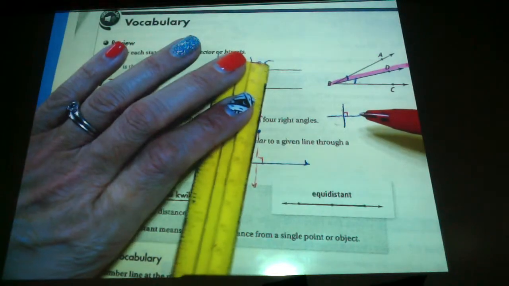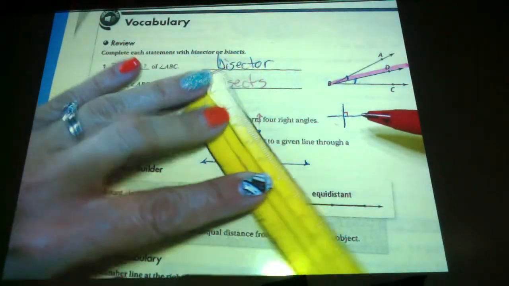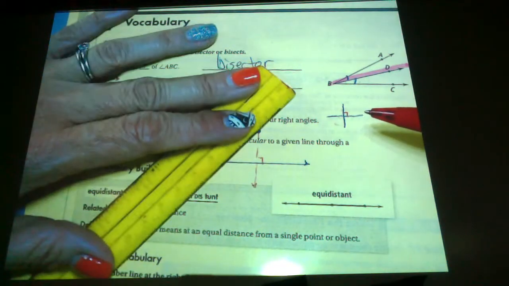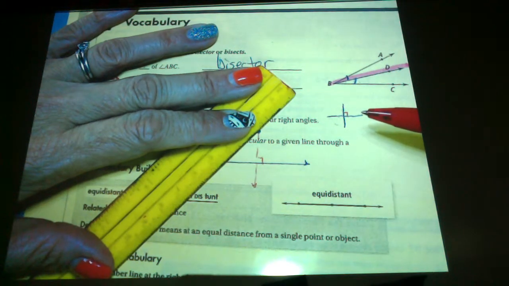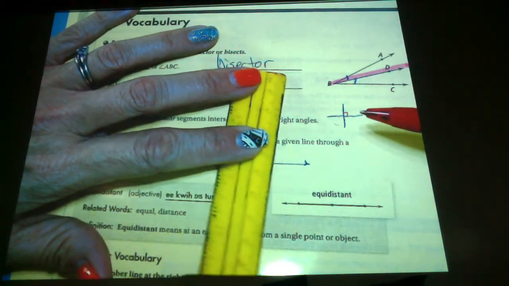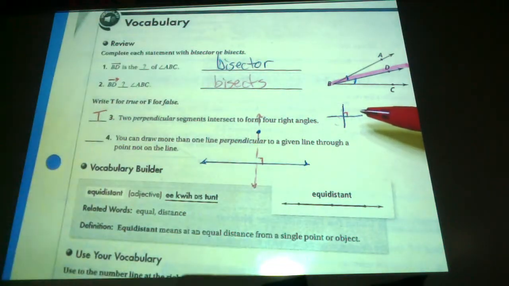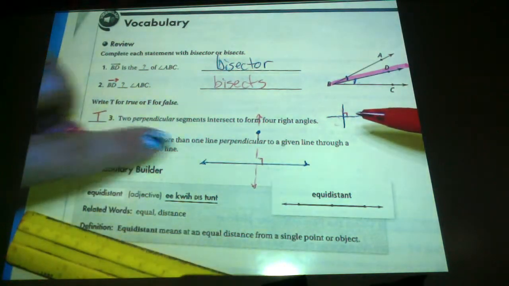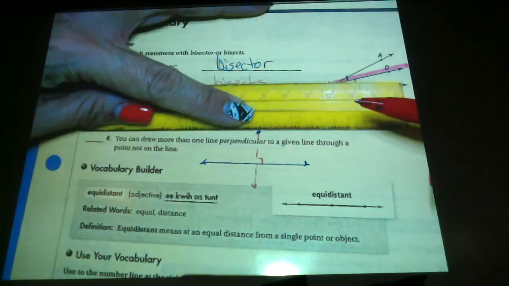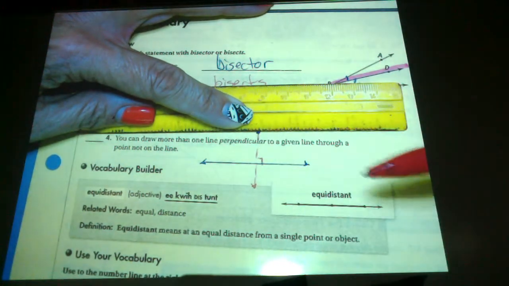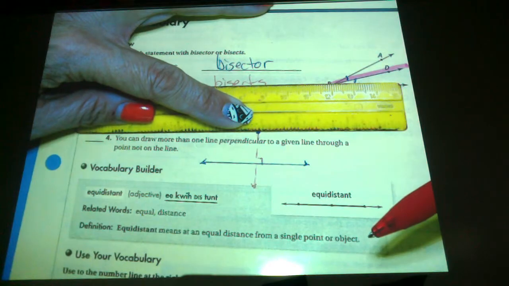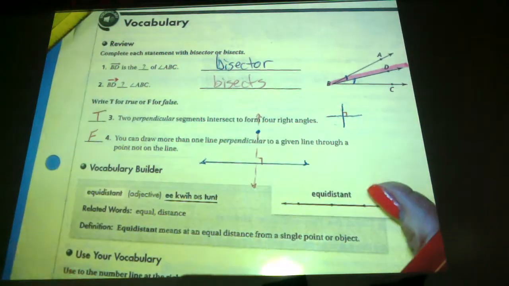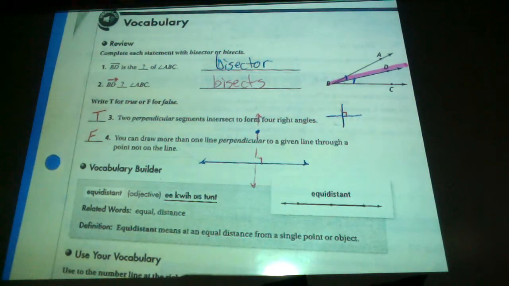If I go anywhere else here, is it going to be perpendicular to that line? It will be? That's perpendicular? No. How else would it be perpendicular? So some of you are saying yes, there's more than one line. Going this way, but it has to be one line perpendicular to the given line. So yes, you could draw a line that would be perpendicular to this line, but it's not perpendicular to that line, it's parallel. Does that make sense? So this one's false. You can only draw one line perpendicular to another line from a point not on that.